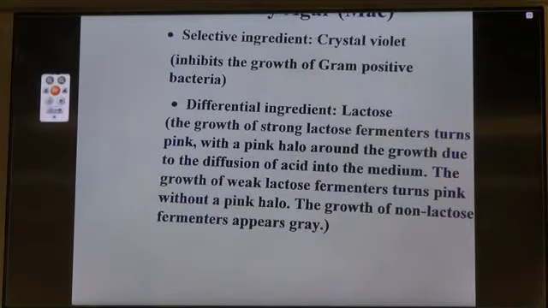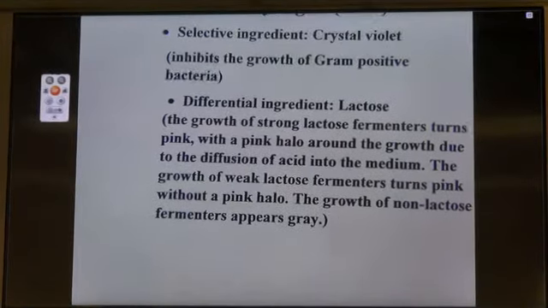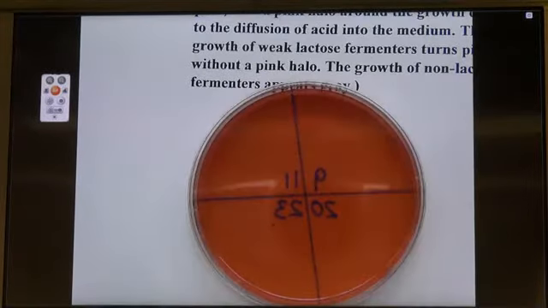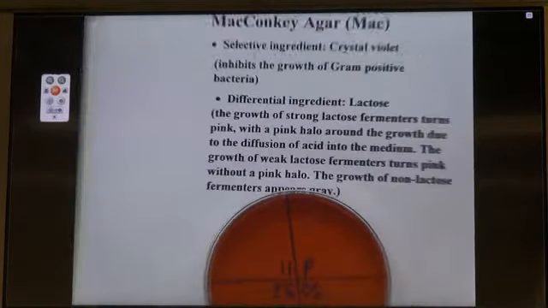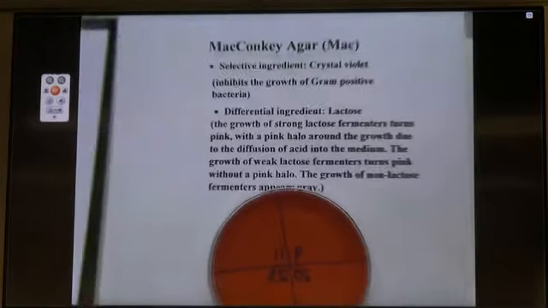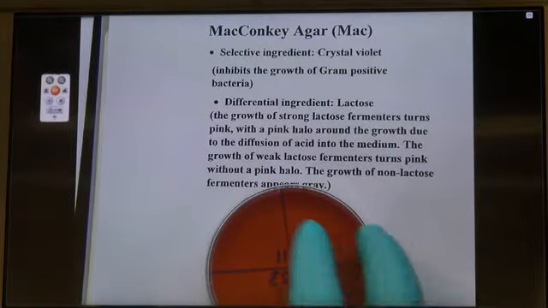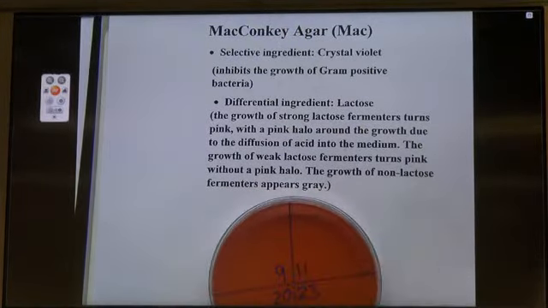Now before I look at the plate that has growth on it, let me show you this plate, please. The plate that was uninoculated. This is the plate that was uninoculated.